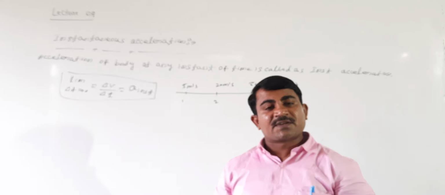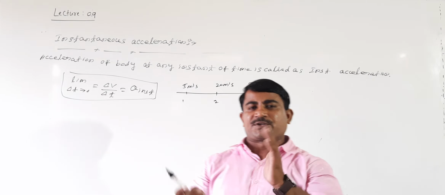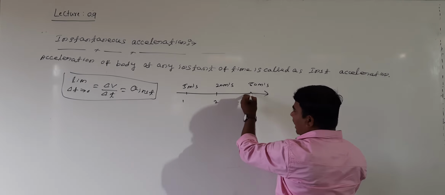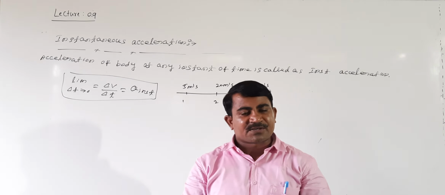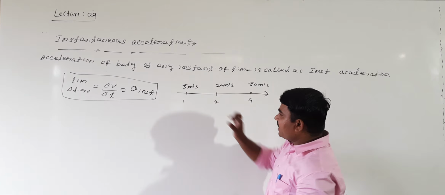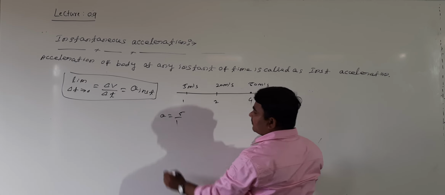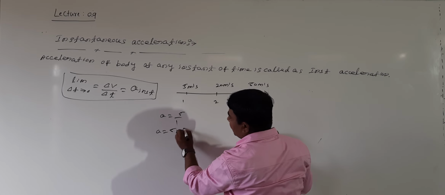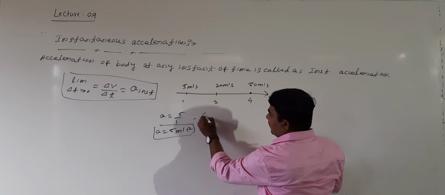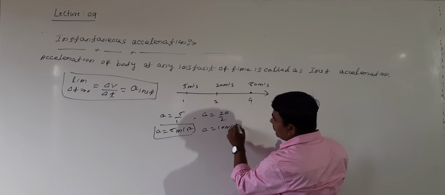What is instantaneous acceleration? The acceleration of the body at any point of its motion. If you take the acceleration at this point, or at this point, or at this point, that acceleration becomes instantaneous acceleration. Are you following? Then how to take the acceleration here? See here, 5 divided by 1, velocity by time. How much acceleration here? 5 meter per second square. This is instantaneous acceleration. At this point, the acceleration is 20 divided by 2, how much? 10 meter per second square.